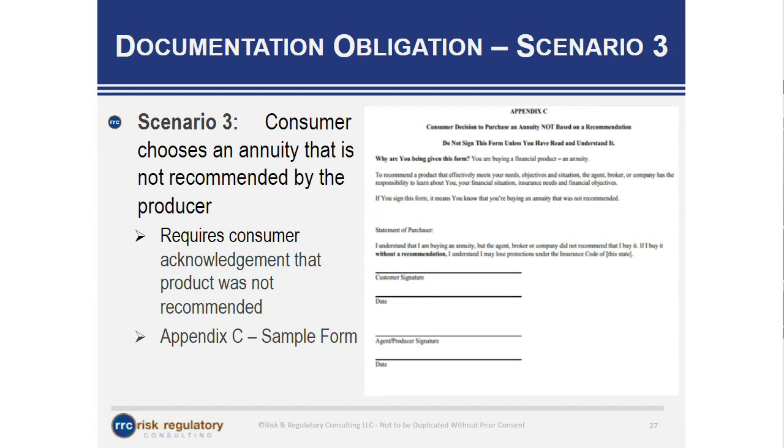In scenario 3, this is when the consumer is purchasing an annuity that was not recommended by the producer. In these situations, the producer and consumer must complete a form similar to what is identified as Appendix C, which we've included on the slide as well, of the model, to acknowledge that the annuity transaction is not based upon the recommendation of the producer. And as Josh had mentioned previously, these forms are included as appendices and can be standalone forms, but companies can also bake these into their suitability as well.